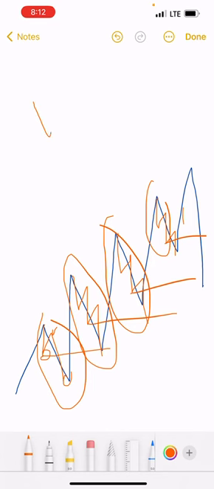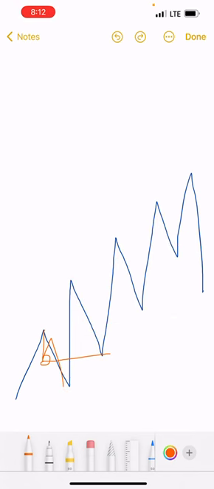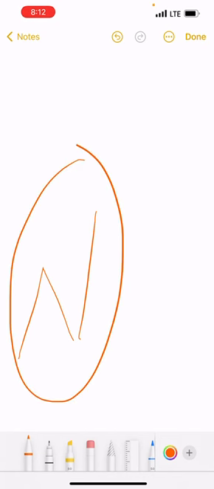They are those small points within the pullback. So let me repeat again and give you examples. For instance, price creates a high and a low, and creates a high. This definitely is an engulfing, because we engulf this pullback.